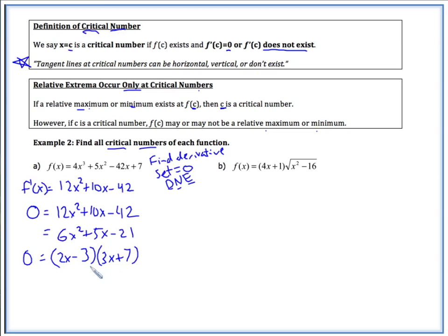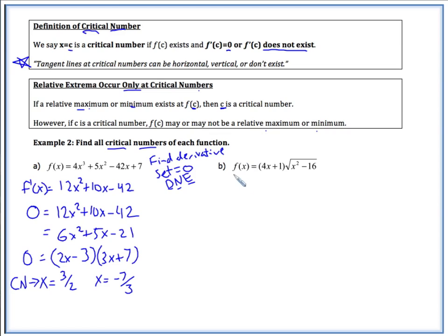Okay, now each of these factors would equal 0. So in this case, x would equal 3 halves. And in this case, x would equal negative 7 thirds. Okay, so these are our critical numbers right here: x equals 3 halves and negative 7 thirds.